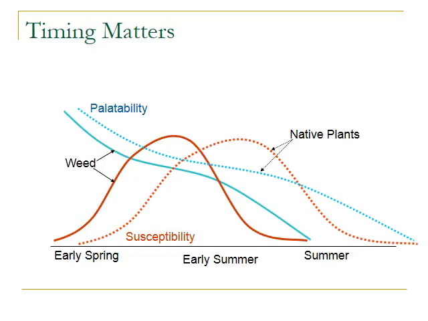This curve of susceptibility and palatability is different for every plant, and so the land manager's challenging job is to find times when the weeds or the plant you're trying to reduce is palatable and susceptible, but when the native plants are not as palatable and susceptible.